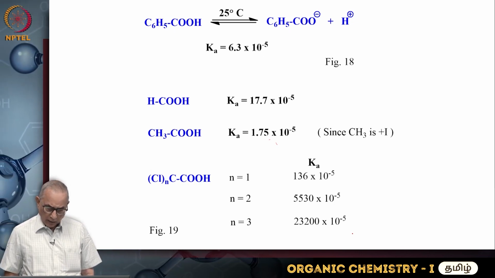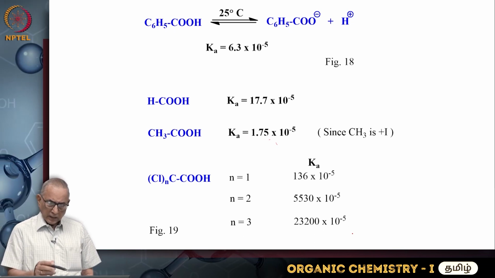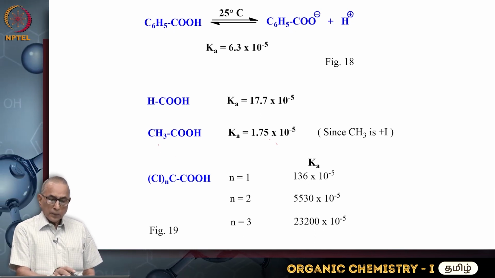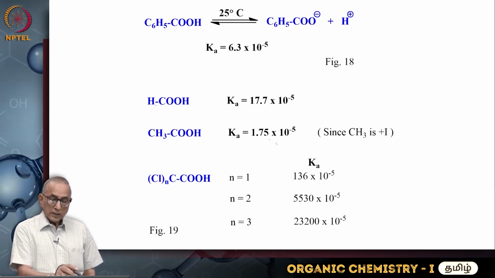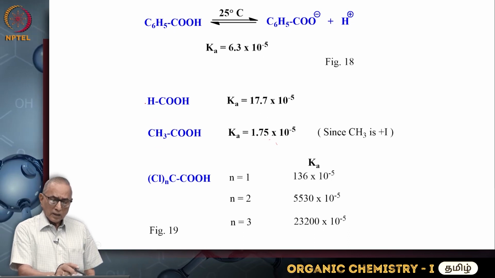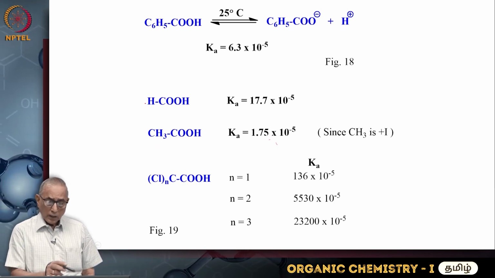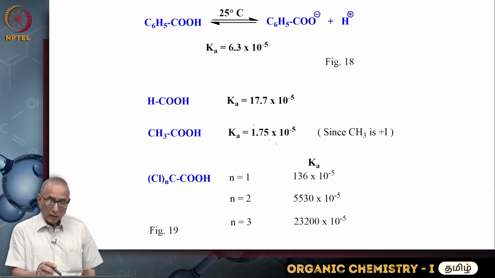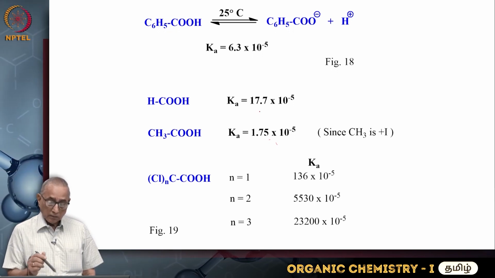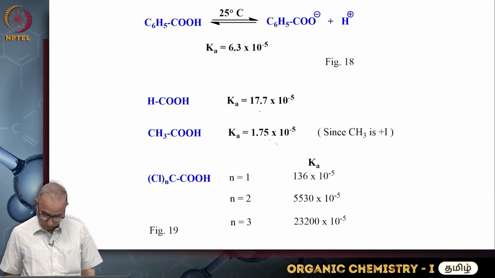Formic acid is more acidic than acetic acid because the methyl group is electron donating. Usually acetic acid is taken as a standard, and its value is 1. So formic acid is increased by a factor of 17.7 because there is no electron donation.